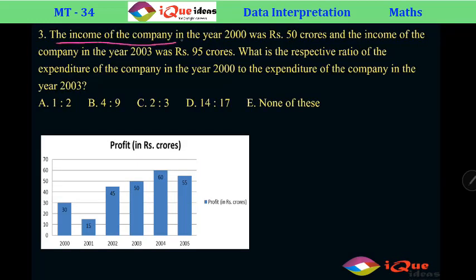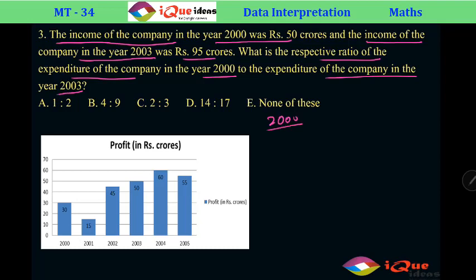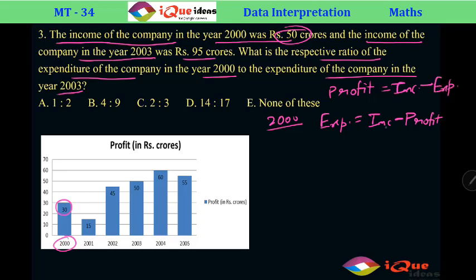The third question says the income of the company in the year 2000 was rupees 50 crores and the income of the company in the year 2003 was 95 crores. What is the respective ratio of expenditure of the company in the year 2000 to the expenditure of the company in the year 2003? So basically we have to find expenditures. Alright, so let's take 2000 first. In 2000, the profit value is 30 crores, right? And income is 50 crores, right? So expenditure will be equal to income minus profit. We know that profit is calculated as income minus expenditure, so here we can calculate expenditure as income minus profit. In 2000, income is 50 crores, profit is 30 crores. 50 minus 30 is 20 crores, right?